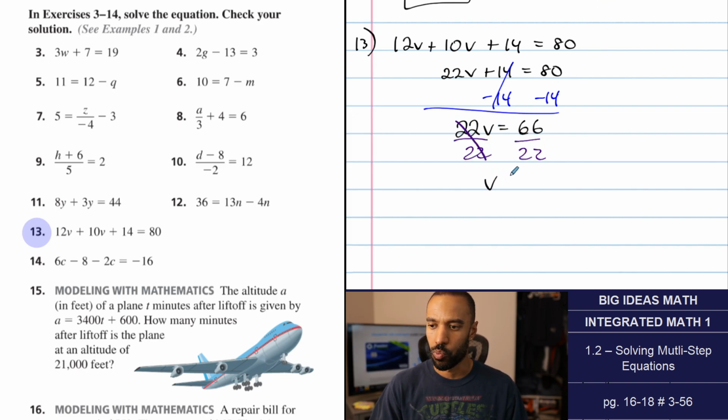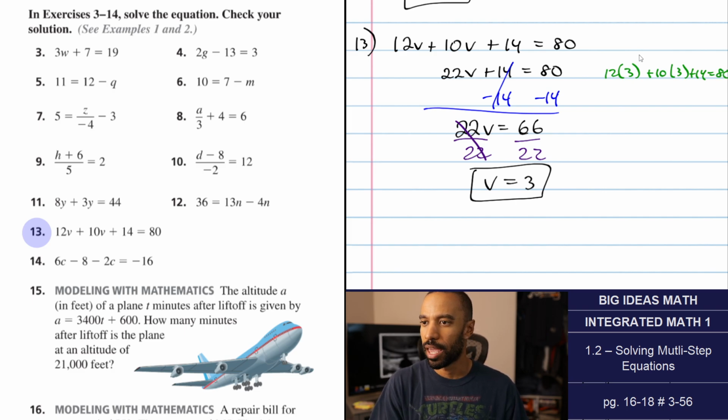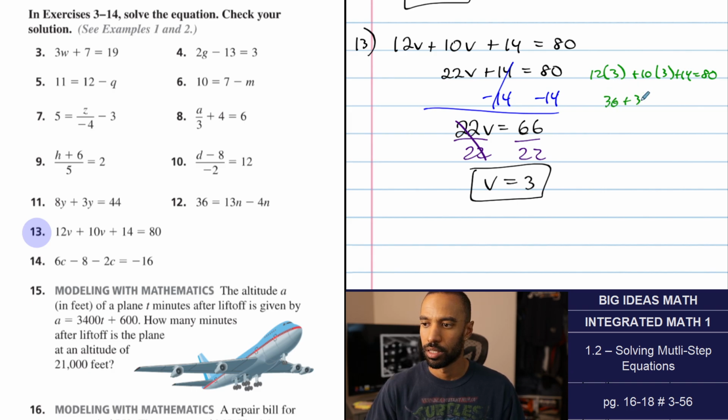22 divided by 22 is 1. 66 divided by 22 is 3. V equals 3. Oh no, I ran out of room. And over here we have 36 plus 30 plus 14 equals 80. 36 plus 14 is 50 plus 30 is 80.